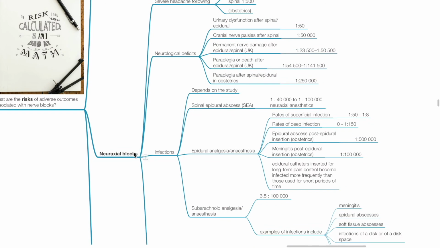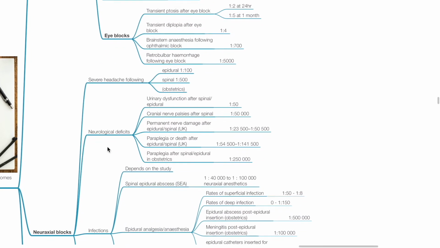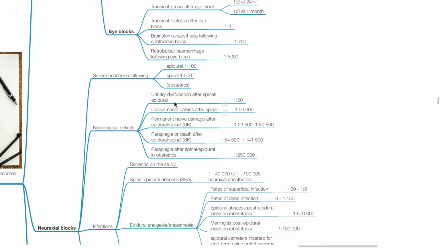Neuraxial blocks. Severe headache following epidural, 1 in 100. Following spinal, 1 in 500. Neurological deficits. Urinary dysfunction after spinal or epidural, 1 in 50. Cranial nerve palsies after spinal, 1 in 50,000.